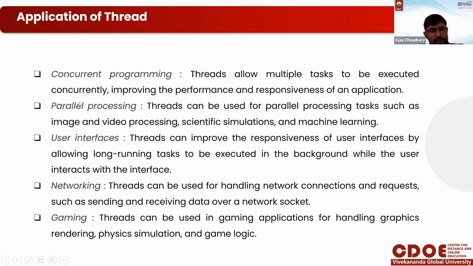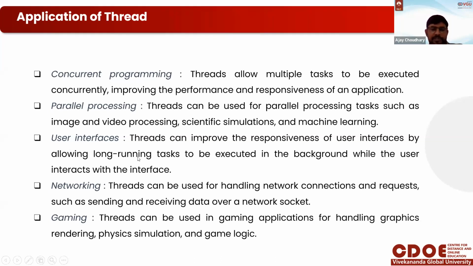Second, with the help of a multi-threading environment, we maintain parallel processing. Threads can be used for parallel processing tasks such as image and video processing, scientific simulations. Last time we discussed that with the help of parallel processing, we complete many applications like AI, ML, video rendering. So many applications are completed through that.